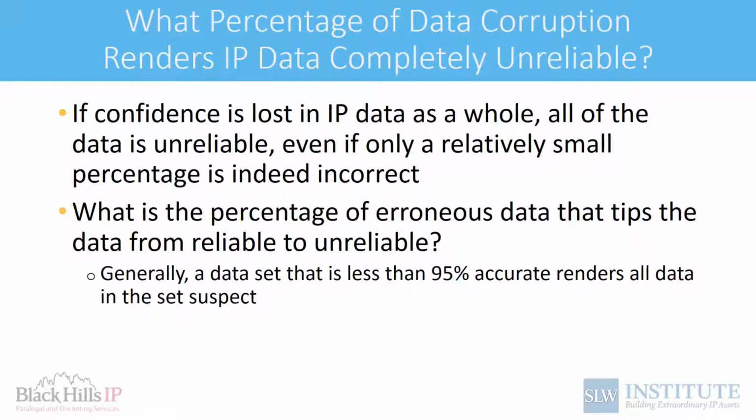And I would say generally a data set that is less than 95% accurate renders all data in that data set suspect. Ideally, though, data should be at least 99.99% accurate, meaning you wouldn't want more than 1 in every 100,000 records to be materially incomplete or corrupt. But there isn't a right answer to this question. So I'm curious, first of all, Tyler, how you feel or what you think about this, and then Mary, your thoughts on this.